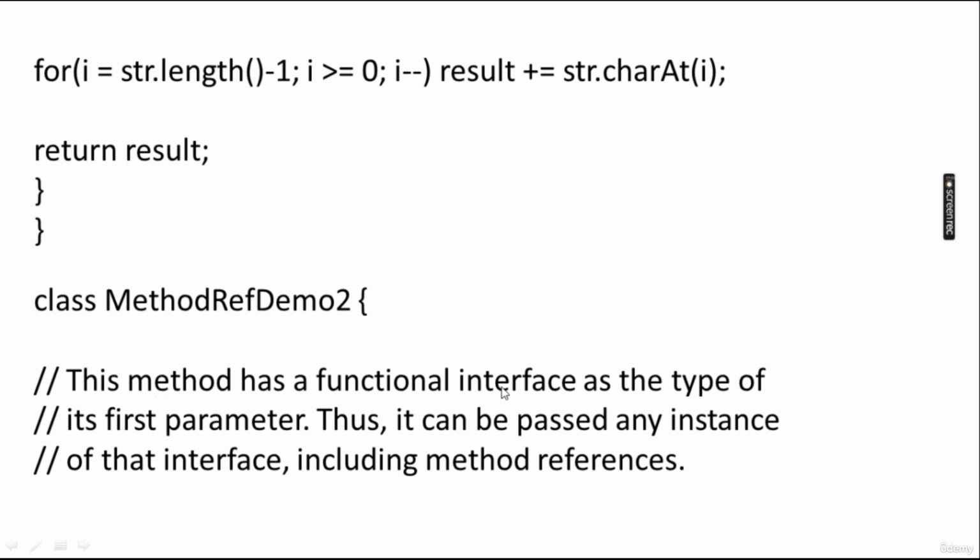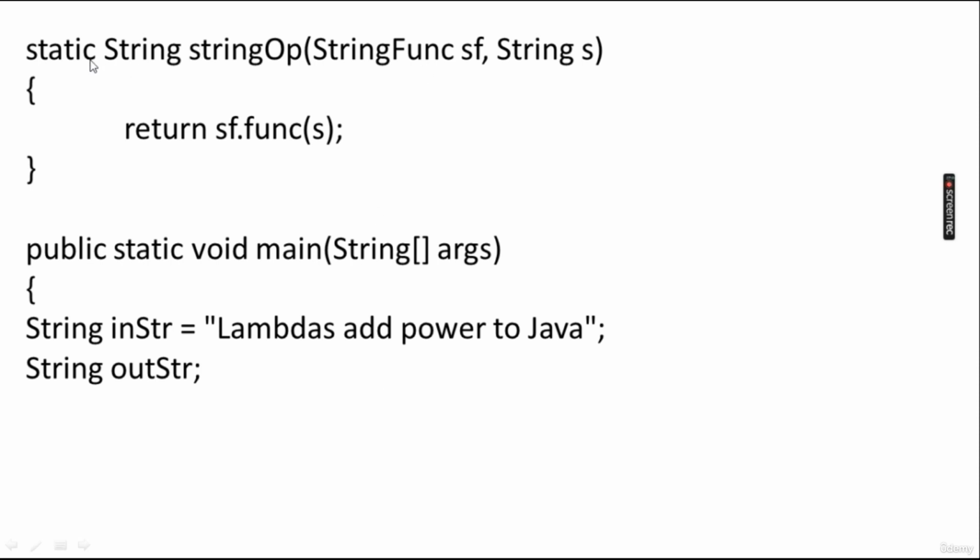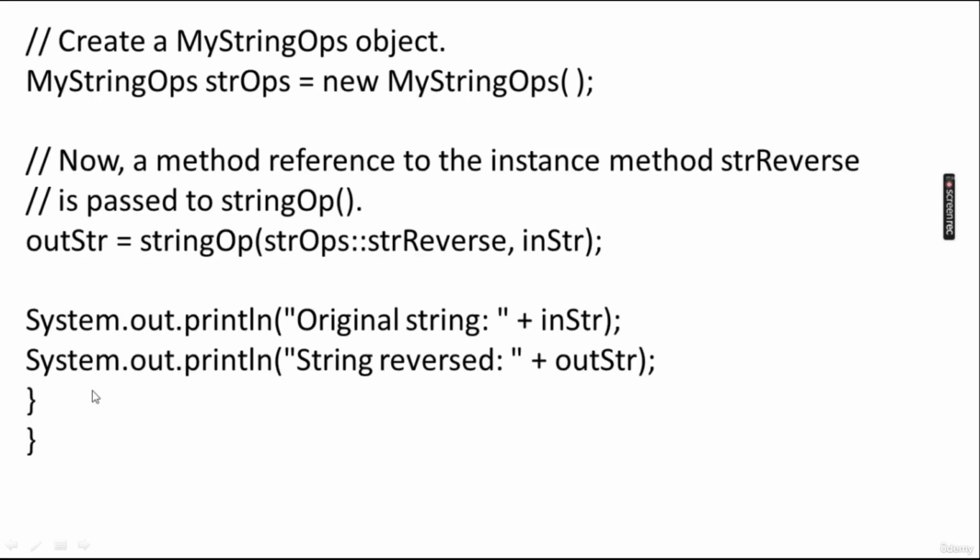Then this method has a functional interface as the type of its first parameter. Thus, it can be passed any instance of that interface, including method references. Here, this method is still static: static string stringOp, function sf, string s. Here we will be passing the object reference double colon method name, and it will be returning the reversed string. The input string will be passed over here. Lambdas add power to Java. This is the out string.